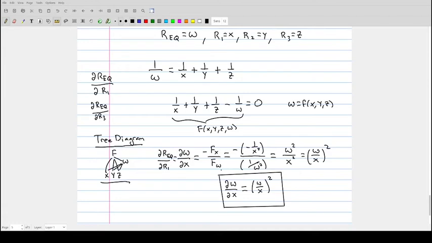And you can do the same thing for dW/dY and dW/dZ, to find the rates of change of the equivalent resistance with respect to resistor 2 or to resistor 3.